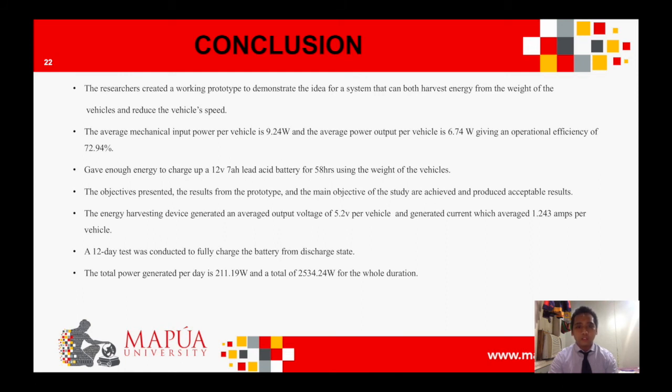The objectives presented, the results from the prototype, and the main objective of the study are achieved and produce acceptable results. The energy harvesting device generated an average output voltage of 5.2 volts per vehicle and generated current which averaged 1.243 amps per vehicle. A 12-day test was conducted to fully charge the battery from a discharged state. The total power generated per day is 211.19 watts and the total is 2,534.24 watts for the whole duration.